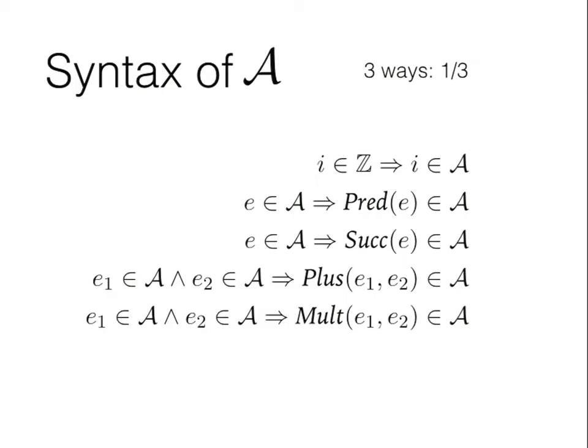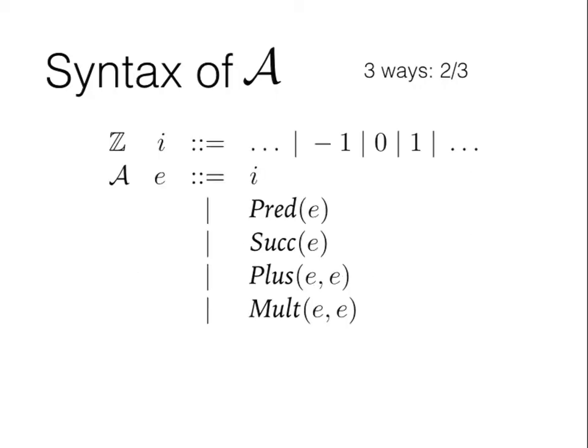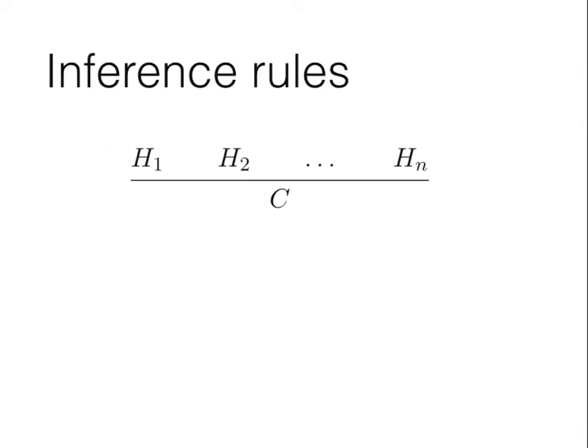What you'll most likely see for defining syntax in papers, which I think is a little more readable, is a grammar. This is generating that set. I'm saying here that I could be an integer, and that E's are either integers, predecessors of expressions, successors, plus and multiply. So this is an alternative way of defining exactly the same set of expressions. And then the next one I'm going to show you is to use inference rules.